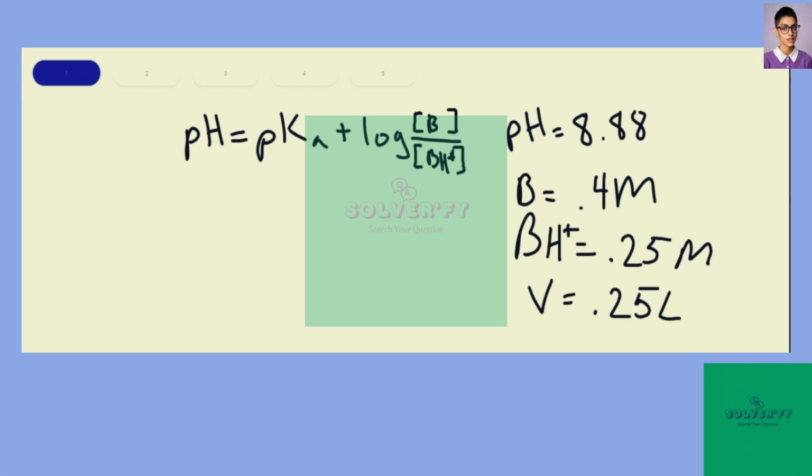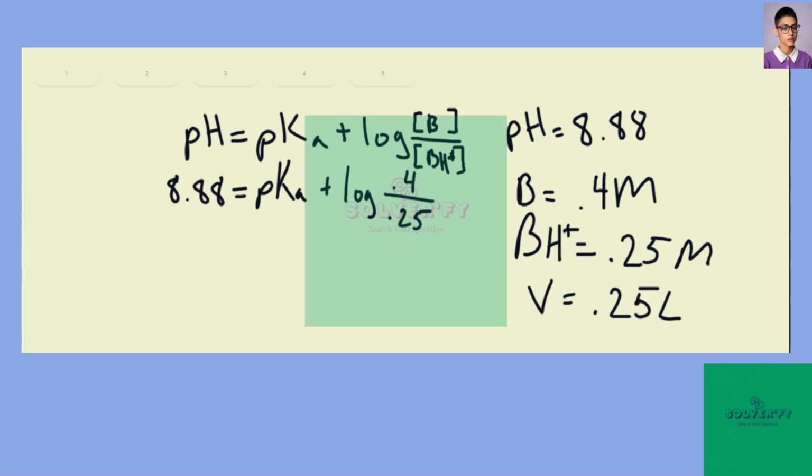So first we need to find the pKa, and we're given the pH of 8.88, and we're given the concentrations. So we can plug these in. Whoops, it's the wrong number. So 0.4 molar over 0.25 molar.